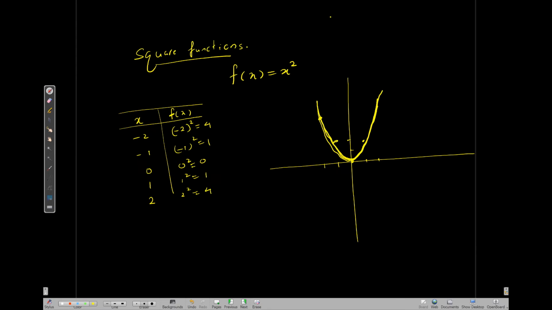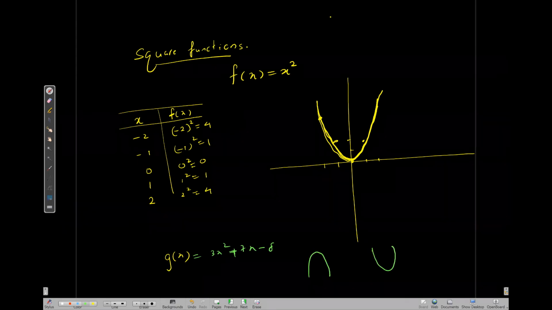Now any function, let's say g of x, any square function like 3x squared plus 7x minus 8, this is a square function or quadratic function. Any square function will have either this shape or this shape. So what will basically happen is we can do transformations. That's maybe in our next video.